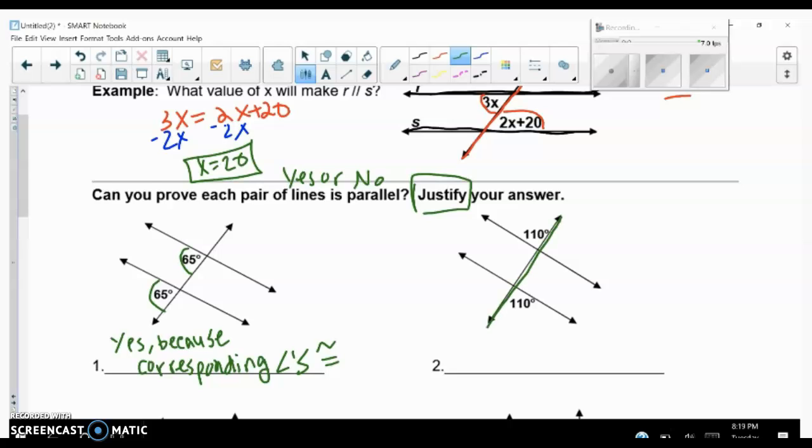Let's check out 2. So we have an angle on the top left and an angle on the bottom right. So they're not corresponding, but they are both exterior angles, and they're on opposite sides of the transversal. So we could say, yes, they are. And that's because we are looking at alternate exterior angles.